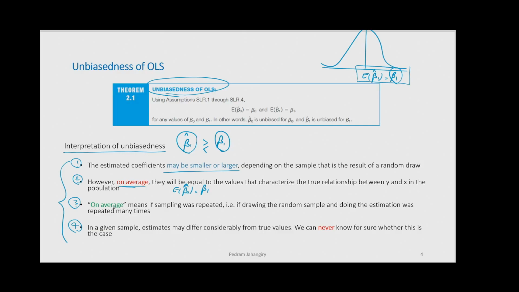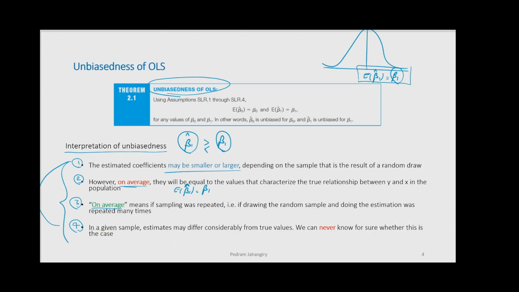And then we said, what does this on average mean? On average means that if you keep doing this random sampling many times, it's a concept for a repeated sample. And then finally, this is very related to bullet number 1. In a given sample, these numbers, these estimates, beta hat 1s, beta hat 0s, may differ considerably from the true values, beta 1 or beta 0.